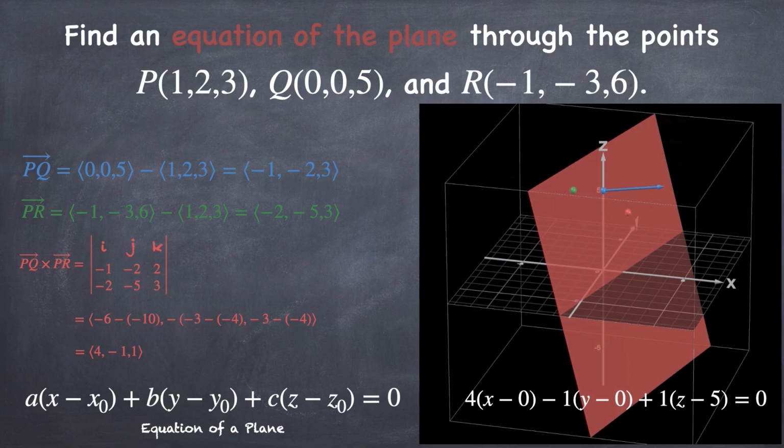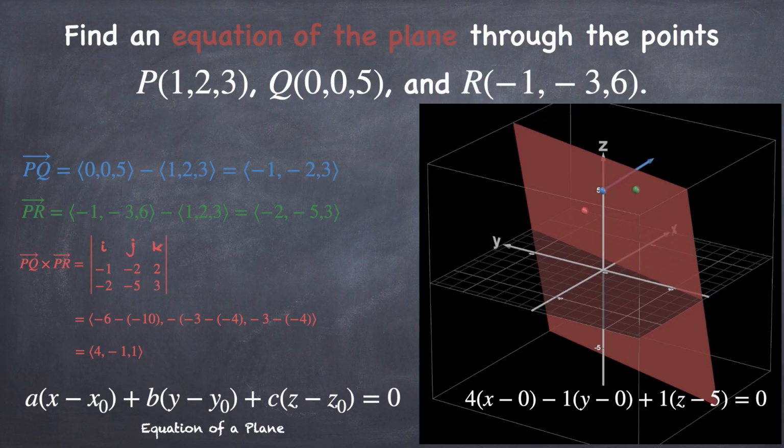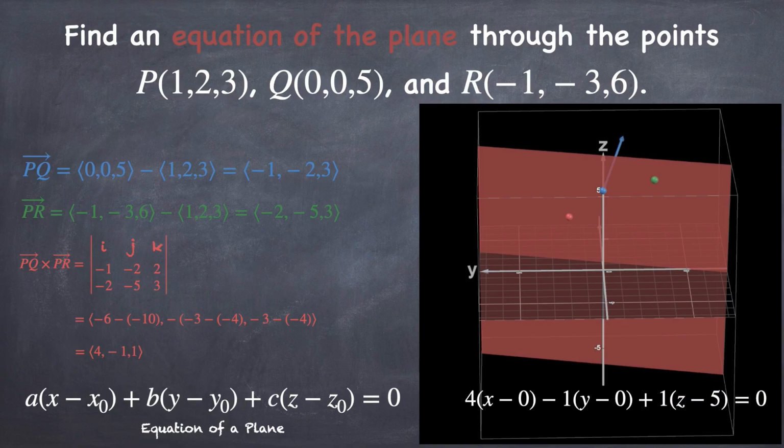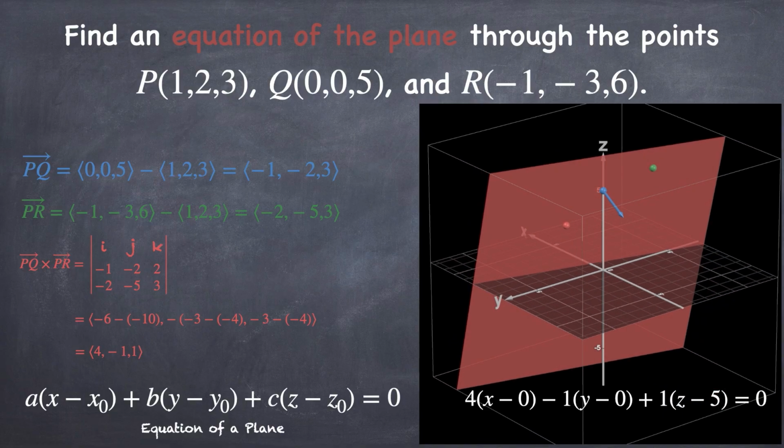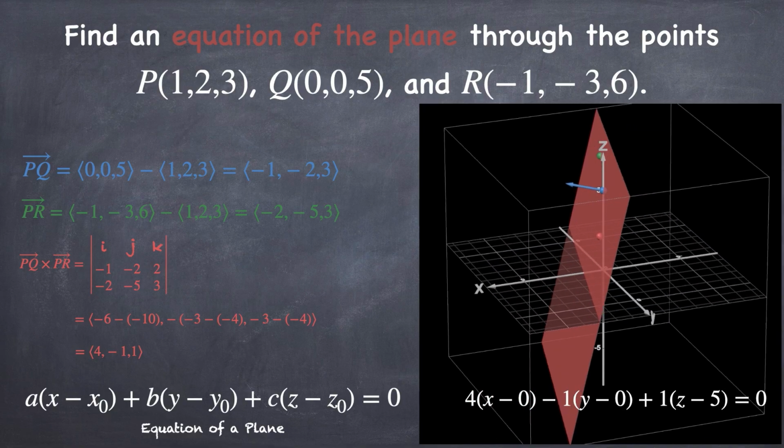And just as a reminder, there's nothing special about the magnitude of this cross product in this example. If we're trying to define the equation of a plane, you could multiply that cross product by any positive or negative scalar, and it would still be a sufficient equation for this plane.